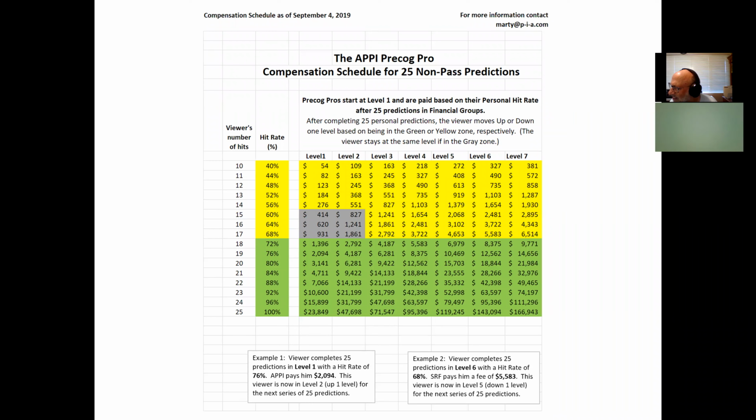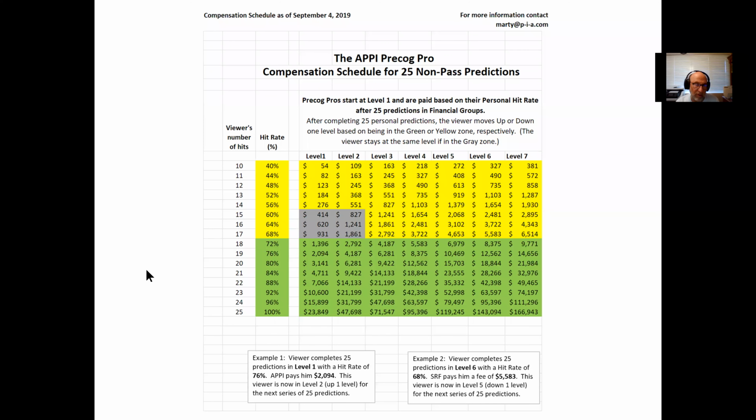I have a question, Marty. Okay, good. How often are the payments made for the earnings? Whenever you reach 25. In other words, we actually will sign a contract with you, and it says we'll pay you 2 weeks after you reach your 25th.